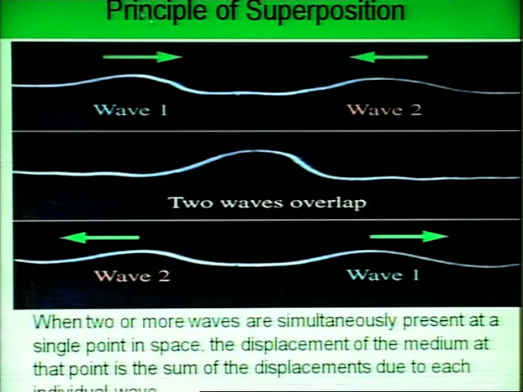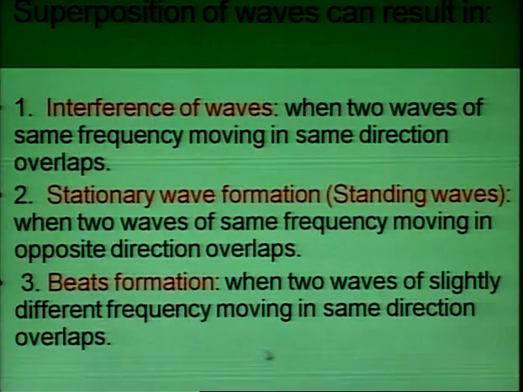So this is what we mean by superposition, and this is the principle of superposition. Say these two waves are coming. At this point the two waves overlap, and the displacement here will be the sum of the displacements due to these two waves. So this is the principle of superposition.